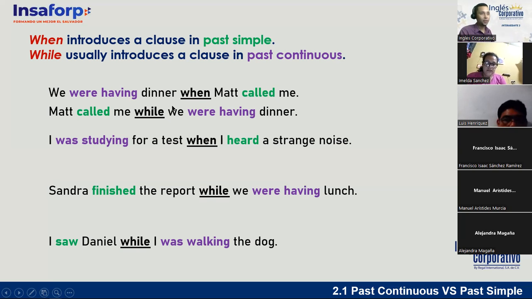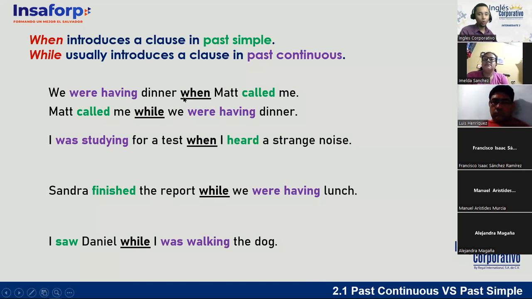We were having dinner when Matt called me. Now, you can say this sentence in a different way. You can say, Matt called me while we were having dinner. And it's the same idea. If I say, we were having dinner when Matt called me, that's good. If I say, Matt called me while we were having dinner, that's also good. It's the same idea, but you said it in a different way.